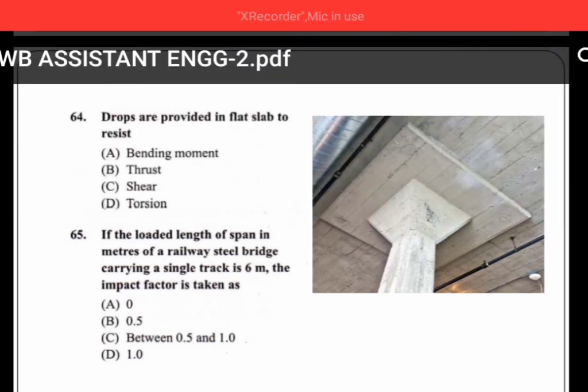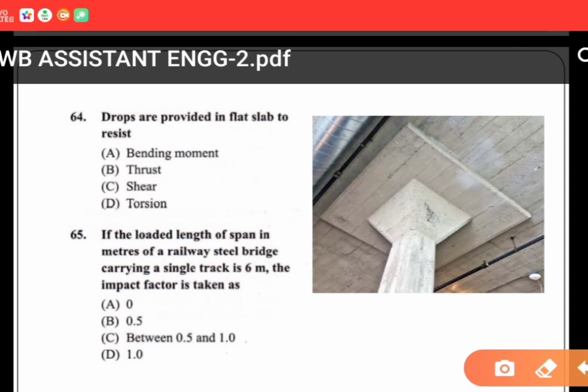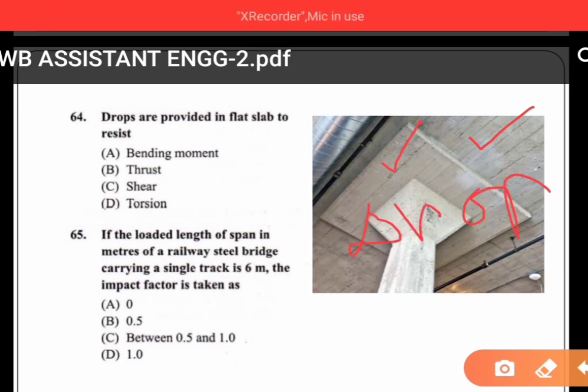Drops are provided in flat slab to resist bending moment, thrust, shear, torsion. The correct answer for this question is shear. Here you can see in the right hand diagram what drops are provided in a flat slab. This is the flat slab and this is called the drop. And this is the flat slab.